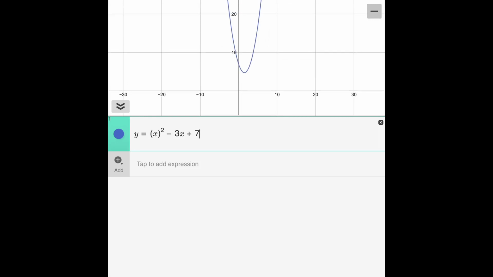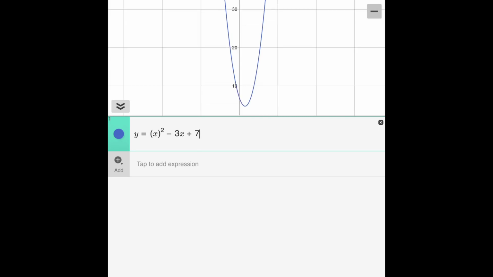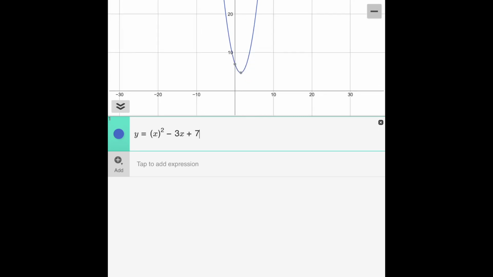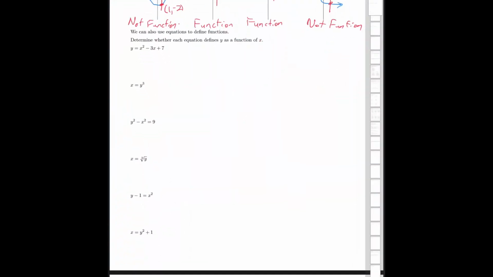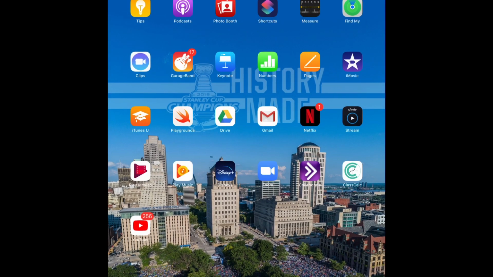And if we look at this, we can see that it would pass the vertical line test. Anywhere I draw a vertical line on this graph, it will only hit it once. So that would be a function. Okay, so this one would be a function. Similarly, I could graph the next two. So the next one says x equals y to the third power.